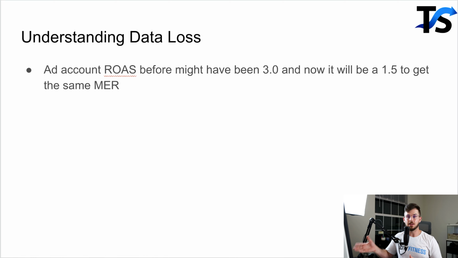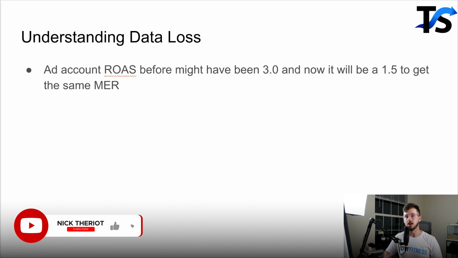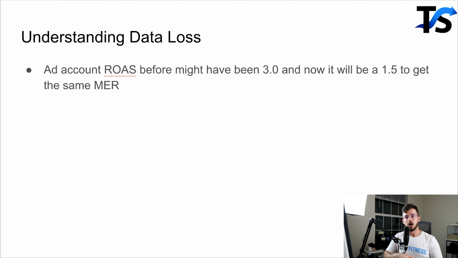Now you might not even be able to see a 3x, and that's totally okay. Because basically what's happening is people are opting out of tracking and less people are getting tracked when they make a sale. So you need to understand that, hey, before a 3x in the ad account would mean a 4x overall for my MER, but now a 1.5x ROAS on Facebook ads equals a 4x overall.